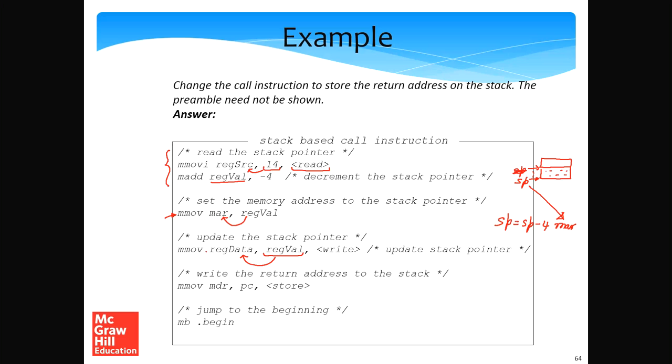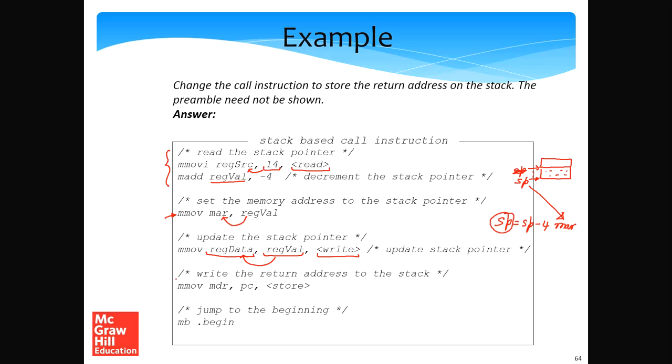The way we will do it is that we will write it to reg data, which contains the data that needs to be written, and simultaneously we'll issue the write command. So this will update the value of the stack pointer inside the register file, and the new stack pointer will be the old stack pointer - 4. So the register file will thus contain the updated value.